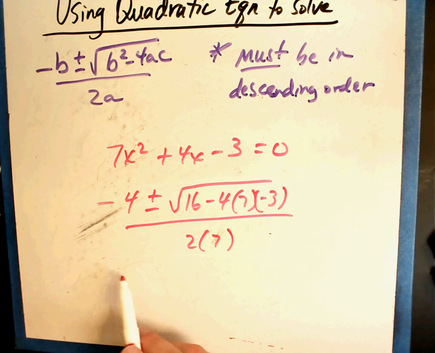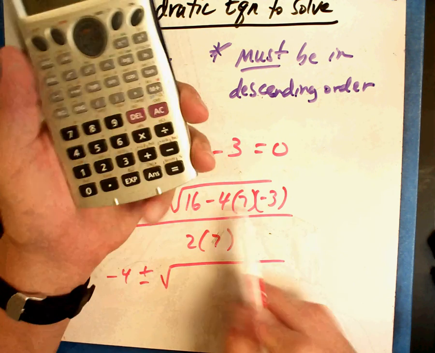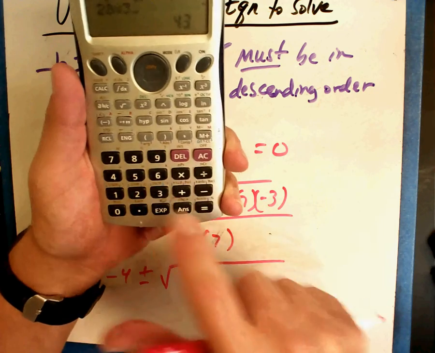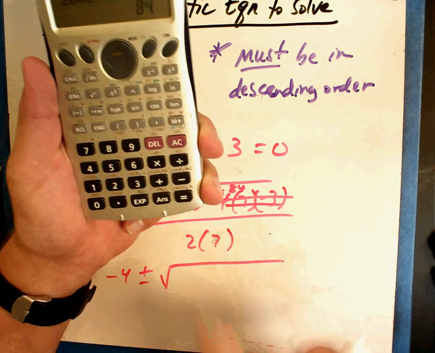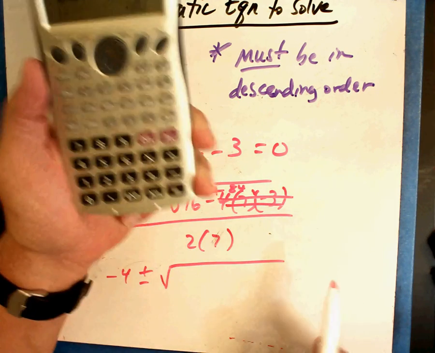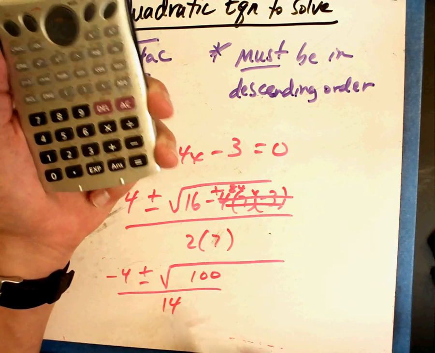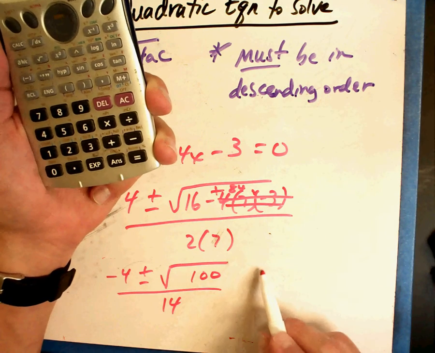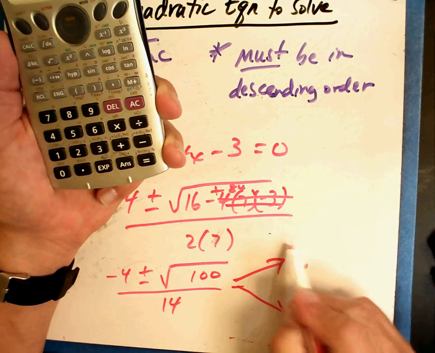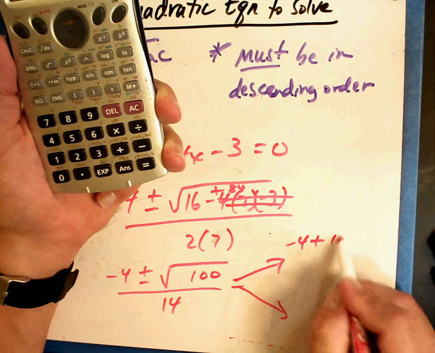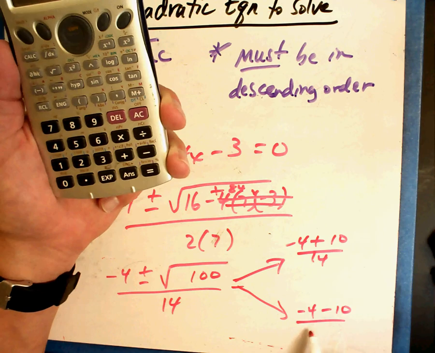So it's going to be minus 4 plus or minus the square root of, 7 times 4 is 28. 28 times 3 is 84. All that becomes a plus 84. Add that together, plus 16, just showing you the math, is 100. Okay? So it's 100 over 14. Well, I know the square root of 100 is 10, so the two answers are minus 4 plus 10 over 14, and minus 4 minus 10 over 14.